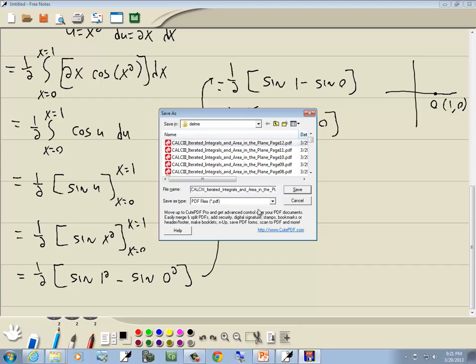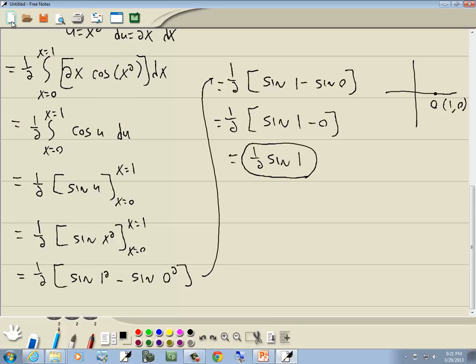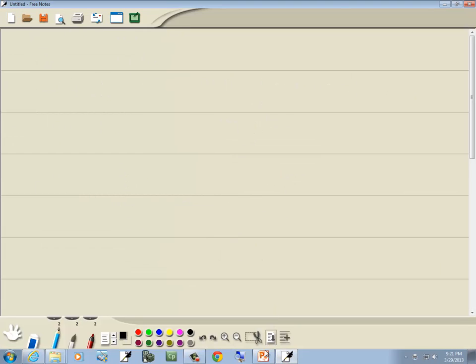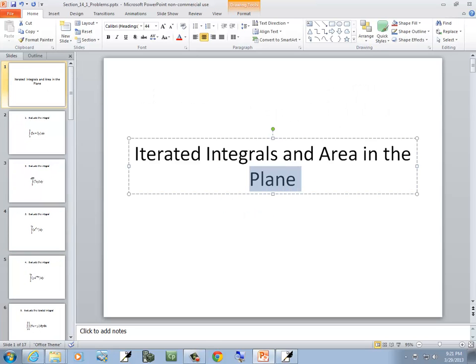And then I'll go ahead and stop the recorder. 13. And this will be iterated integrals and area in the plane.